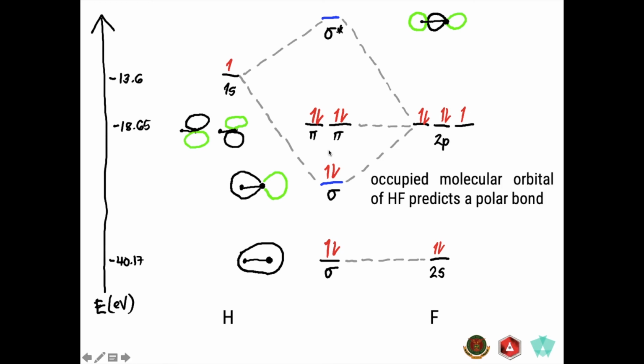Another takeaway is the prediction of the polarity of the HF bond. You know that HF is a polar molecule with the electron density more concentrated on the fluorine atom. You can see here that the electrons are occupying an orbital that is closer in energy to the atomic orbital of fluorine rather than the atomic orbital of hydrogen. You can say that this sigma bonding orbital has more fluorine character than hydrogen character, which justifies that these electrons are more concentrated on fluorine.